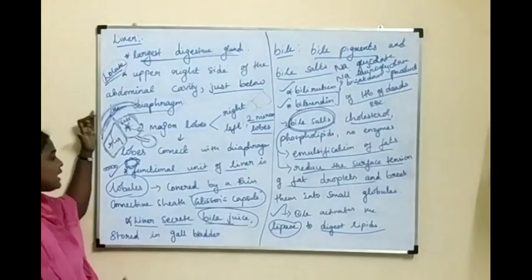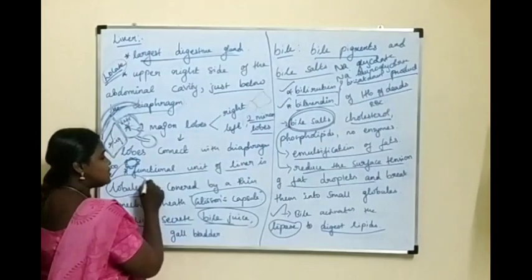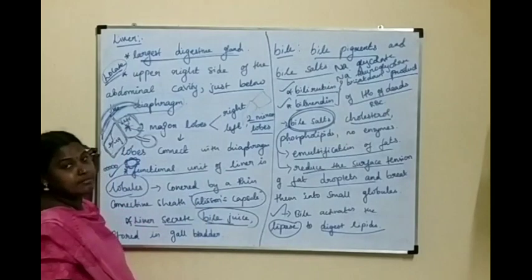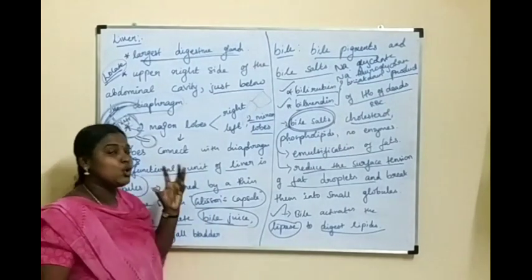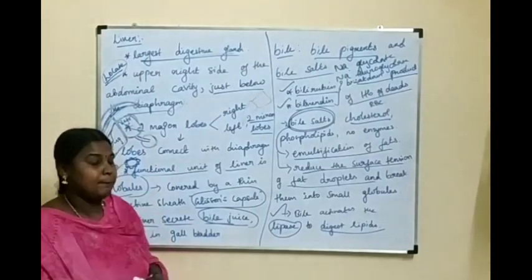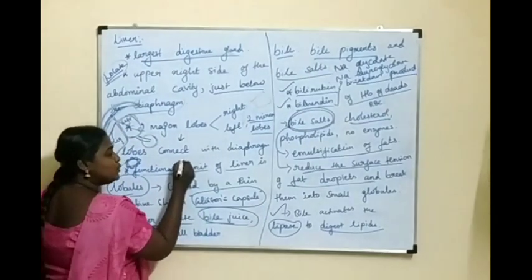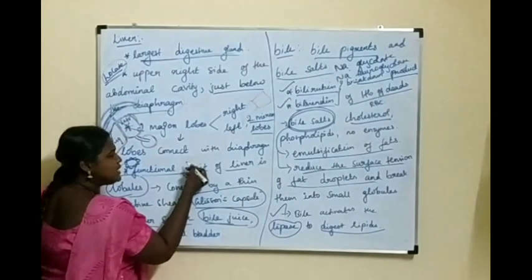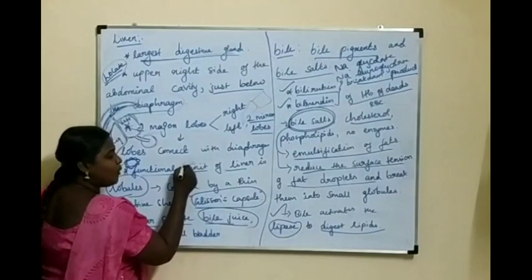Can you understand? Next, what is the functional unit of the liver? The functional unit of the liver is the lobules. I repeat, small lobules. These lobules form a lobe.